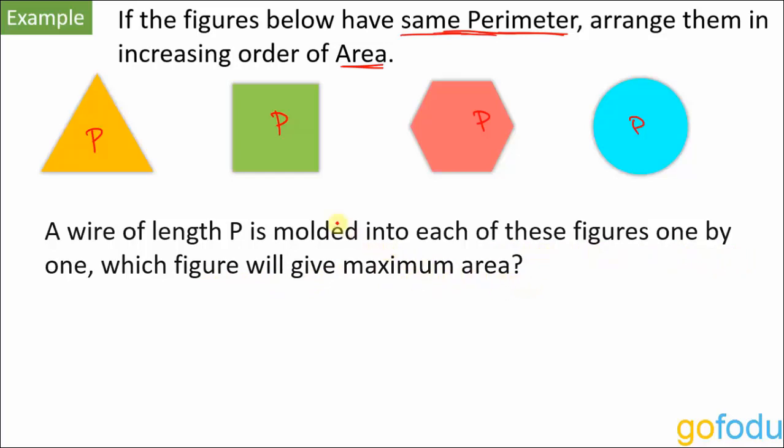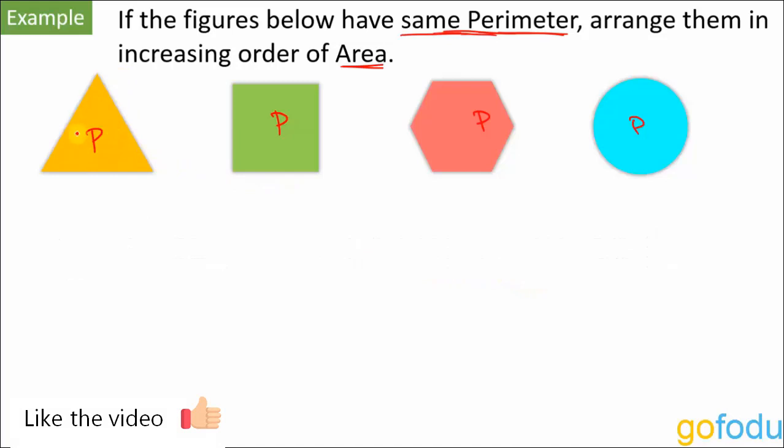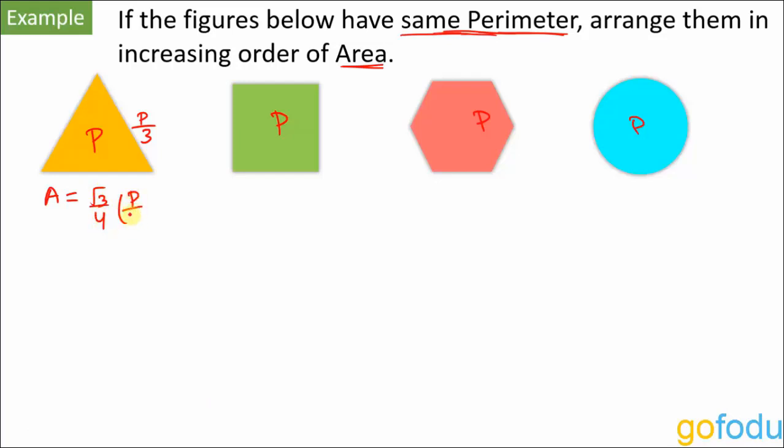Let's start with this triangle first. Perimeter is what? Sum of three sides. Sum of three equal sides is P. Each side will be P upon 3. Area of equilateral triangle is root 3 upon 4 side square. That is root 3 upon 4 P by 3 whole square, which is root 3 upon 36 P square.